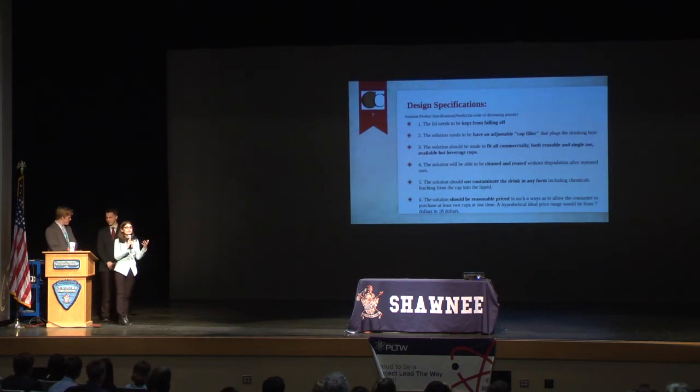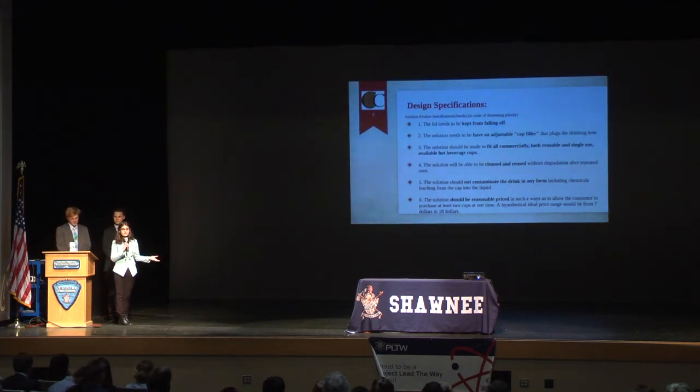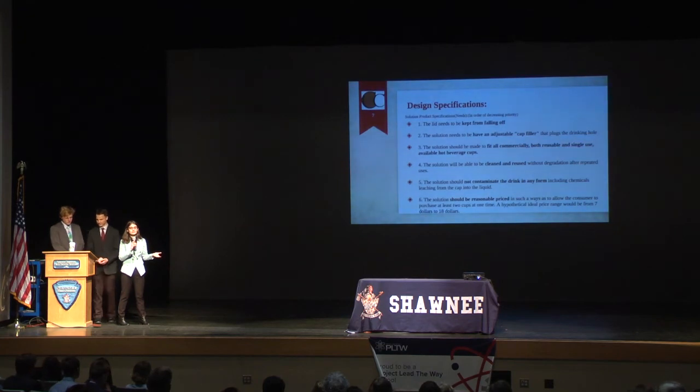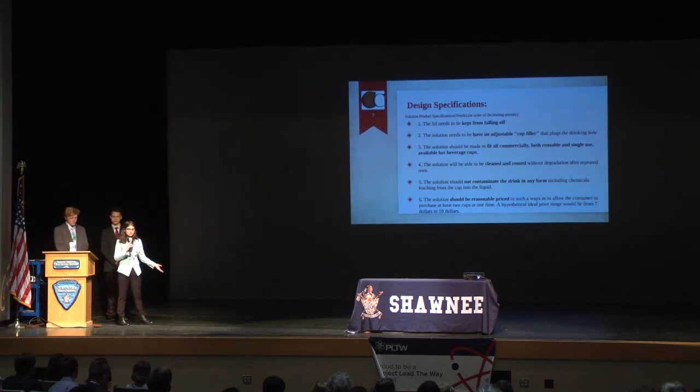So we, again, before we started drawing our physical designs and making our designs, we wrote down a list of needs, things that we absolutely had to have our prototype be able to do. Our first need was, of course, we needed our product to keep the lid from falling off. We needed our product to have an adjustable cap filter so it would be able to be used with a large variety of hot beverage containers.